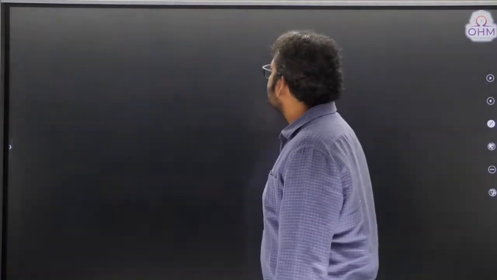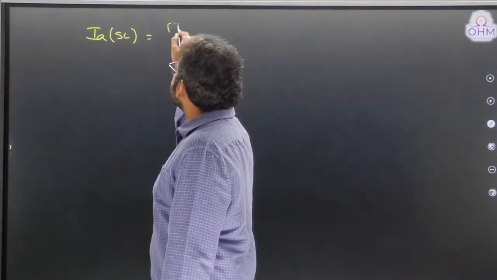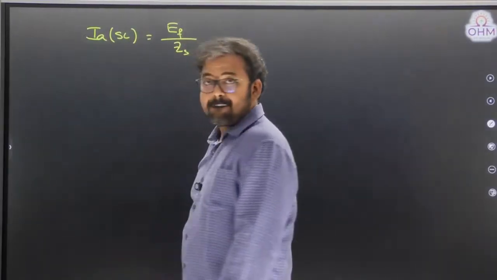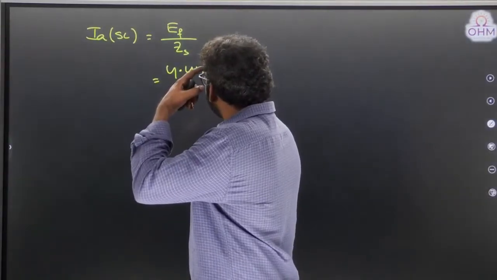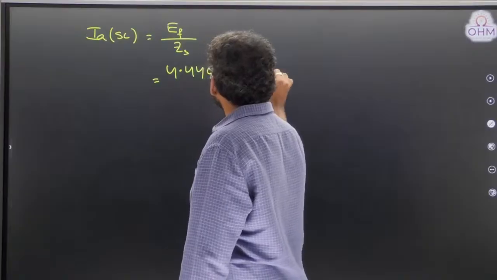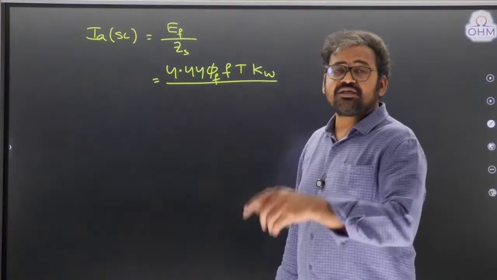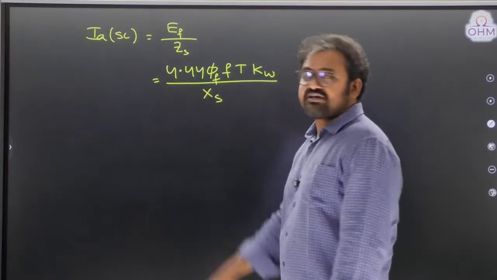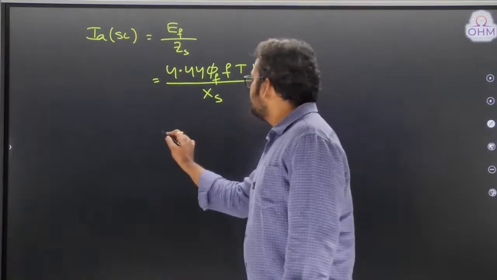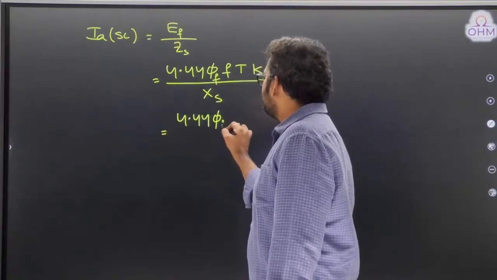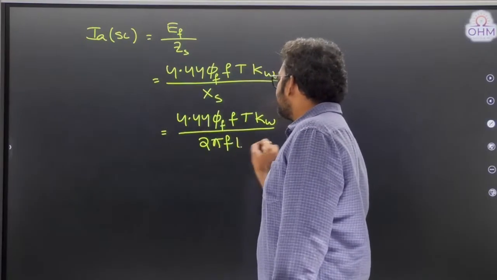First of all, you remember in the short circuit test, what is the formula for armature current during short circuit? Is it not simply EF divided by ZS? What is the EF formula? 4.44 into field flux into frequency, number of turns into winding factor, divided by ZS, which means RA plus jXS, but RA is very small. I can approximately write it as XS only. And we know XS is an inductive reactance, so you can write it as 2 pi FL. Therefore, this is 4.44 into field flux, frequency, number of turns, winding factor, by 2 pi F into L.